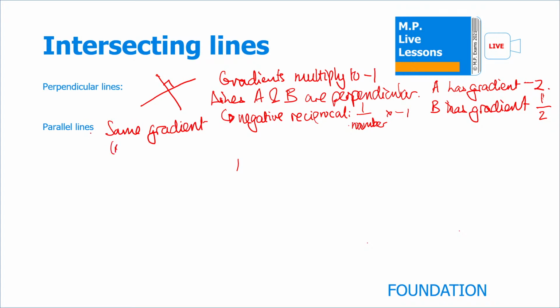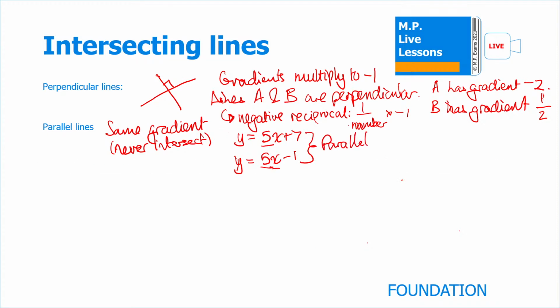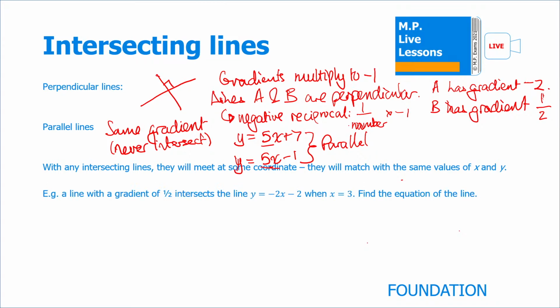Parallel lines will have the same gradient and will ironically never intersect. For example, this line here has a gradient of 5. This also has a gradient of 5, and these are parallel. And with any intersecting lines, they'll meet at some point or coordinate, and they'll have the same values of x and y. So for example, we've got these lines here. A line with a gradient of a half intersects the line y equals 2x minus 2 when x is 3. Find the equation of the line.